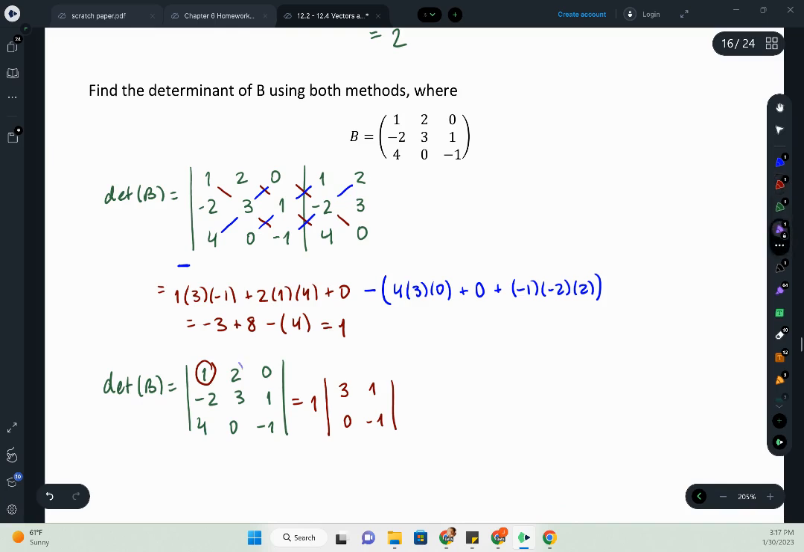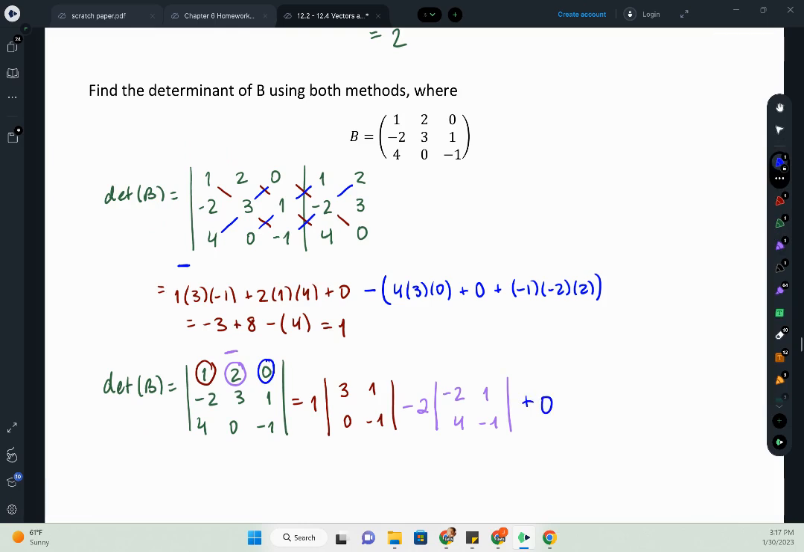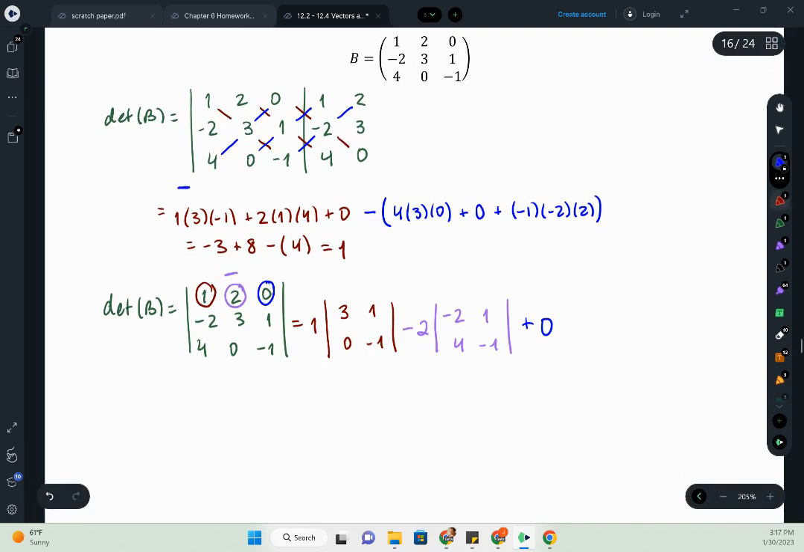Then we move over to the second column, and remember that's going to be a minus sign. So we have -2 times the determinant with, and now imagine again, the row and column it's in are gone. So the components left are -2, 1, 4, -1. And then finally, we have 0, and that's plus. And that's all I'm going to write, because 0 times anything is 0, and that's a great thing. I don't have to calculate anything there.